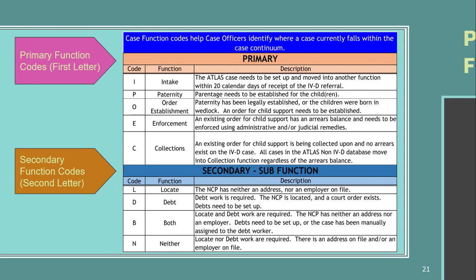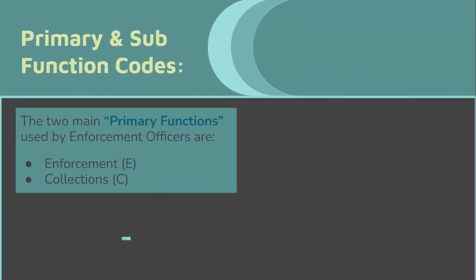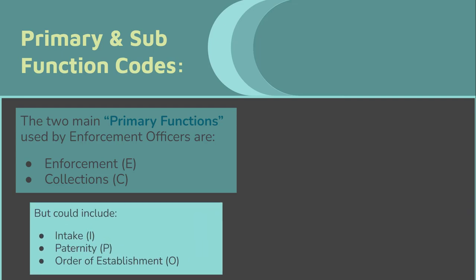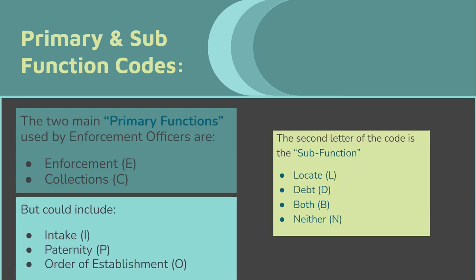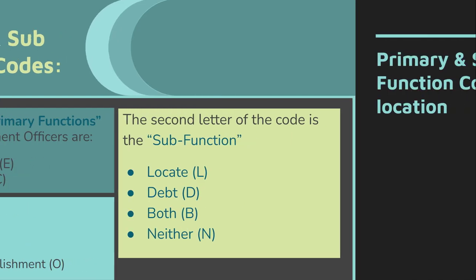The two main primary functions used by enforcement officers are enforcement, E, and collections, C, but could include intake, I, paternity, P, and order of establishment, O. The second letter of the code is the sub-function: locate, L, debt, D, both, B, or neither, N.